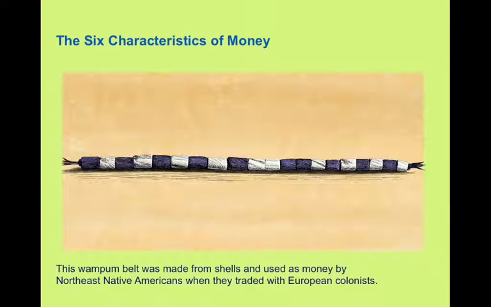This here represents a wampum belt. And this belt was made from shells and used as money by Northeast Native Americans when they traded with European colonists.